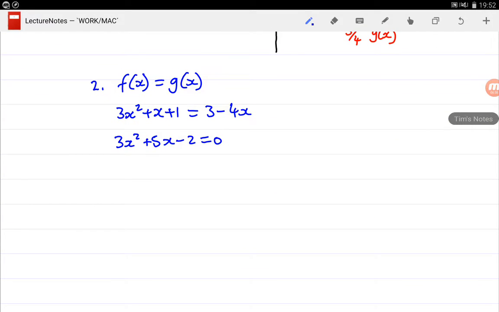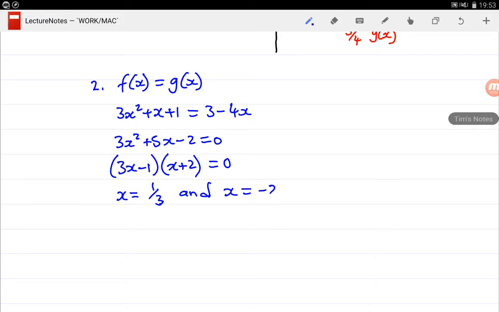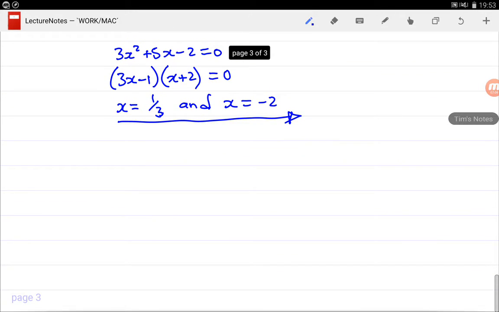If we factorize, I'm just going to skip a few steps. We're going to find that this factorizes to 3x minus 1 multiplied by x plus 2, and this gives us our boundary points, where x is equal to a third, and x is also equal to minus 2. Okay, so now we have our 2 boundary points, which are going to be essential for integration.